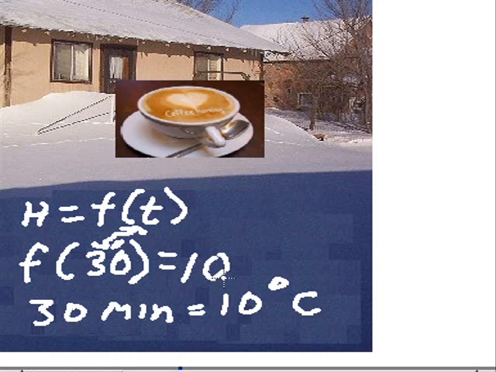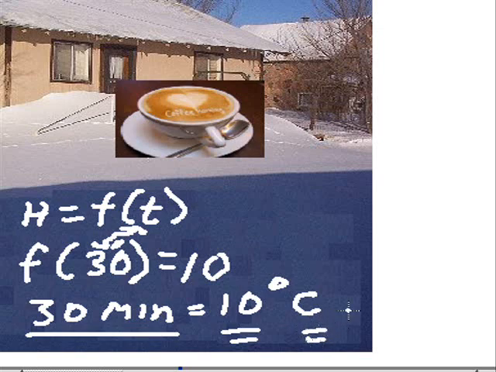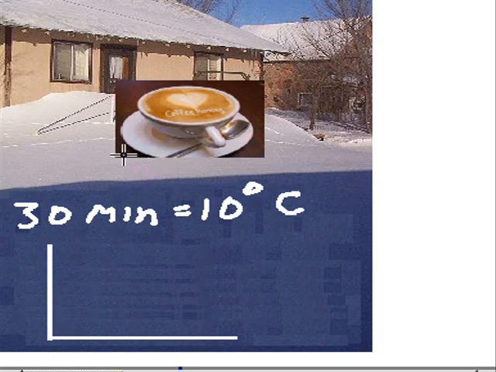F of 30 equals 10 means that in 30 minutes, your coffee is now 10 degrees Celsius. It's getting cooler. Could you draw a graph of that? Sure can. All right, so in 30 minutes, it's going to equal 10 degrees Celsius. F of T equals 10. How do we draw that?